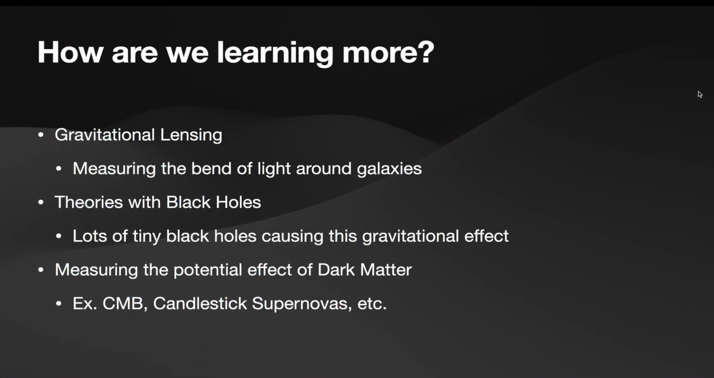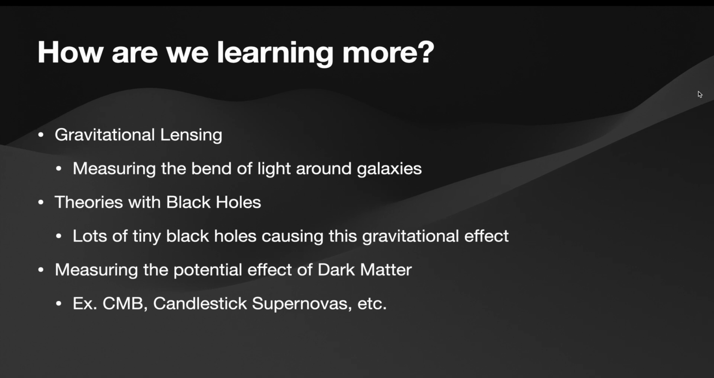Now, how are we trying to learn more? We kind of already talked about this, but a lot of this has to do with gravitational lensing or measuring things related to gravity. So gravitational lensing is just measuring the bend of light around galaxies, because galaxies have so much mass that they actually cause the light from other galaxies to bend and distort. And scientists can measure this bending and basically say, hey, if it bends this much, it should have about X amount of mass. And they can use this to understand more about how much dark matter is present, and where it is in the universe.